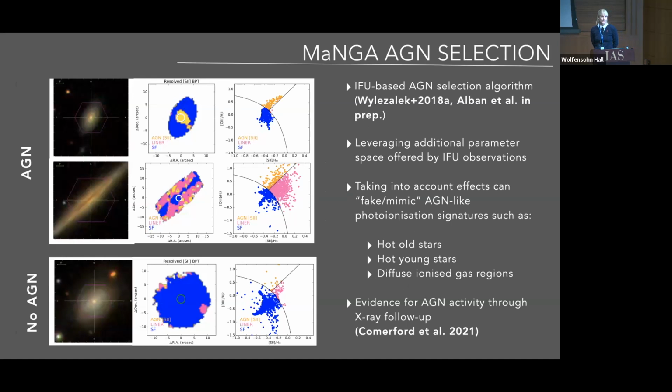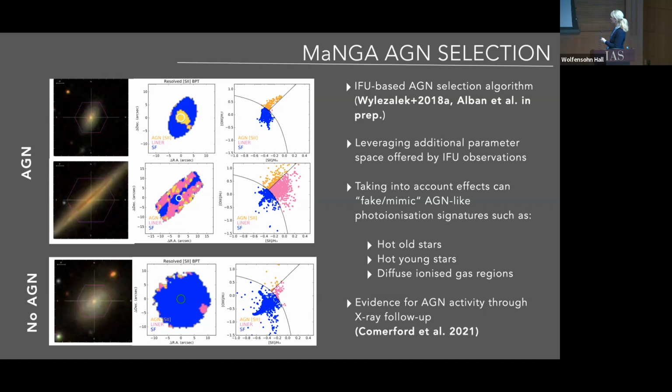So you can do an optical selection based on well-known line ratio diagnostics using spectra from MaNGA. But what MaNGA enables us is that we have a whole new axis that we can use, namely the spatial dimension, that we can leverage to better select our AGN. So what we did a couple of years ago is that we developed an IFU-based AGN selection algorithm that uses BPT diagnostics, so line ratio diagnostics, across the whole field of view of the MaNGA data to optically select AGN in MaNGA.